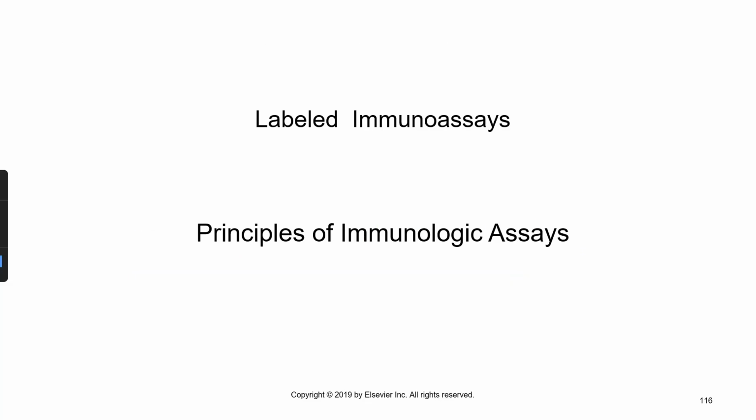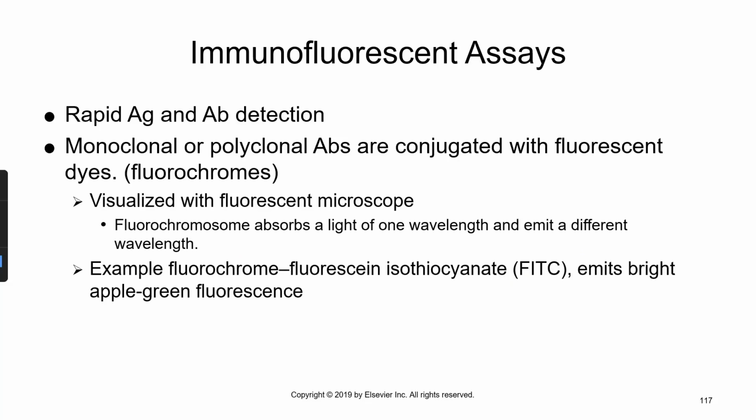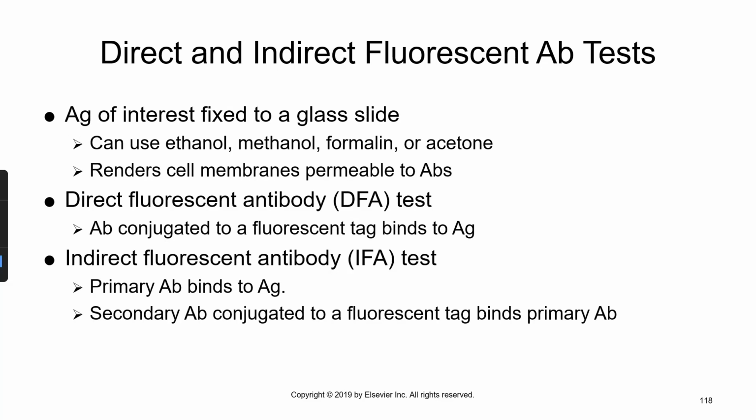Labeled immunoassays. So immunofluorescent assays allow for the rapid antigen and antibody detection. Monoclonal or polyclonal antibodies are conjugated with fluorescent dyes. And if we have these antibodies, we can wash the antibodies over a fixed patient specimen, and if they stick, we can use a fluorescent microscope to visualize them. So if we see our stuff that's glowing, then we know that it's stuck and it's positive.